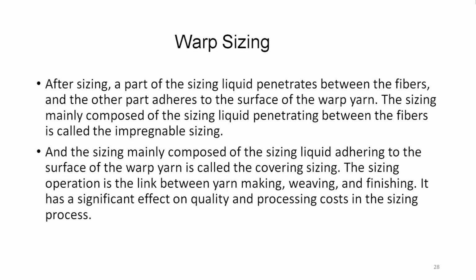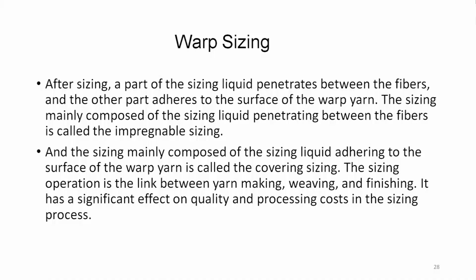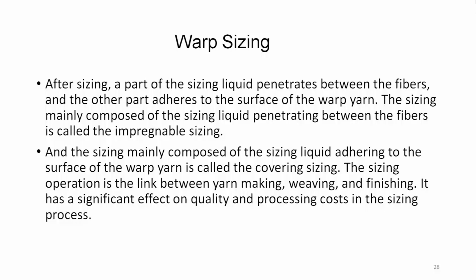Why? Because it happens at two different levels. One is that the sizing liquid penetrates between the fibers, and it is called impregnable sizing, whereas the sizing agent can cover the surface of the warp yarn and that is called the covering sizing. Therefore, the two together have a very good effect on the quality and processing cost in the sizing process.